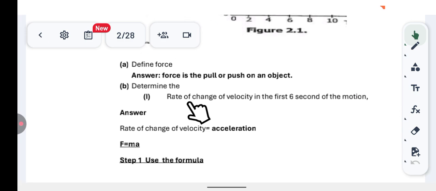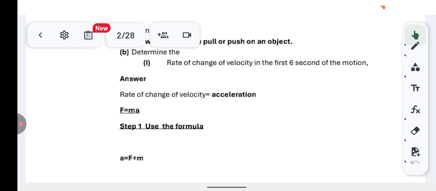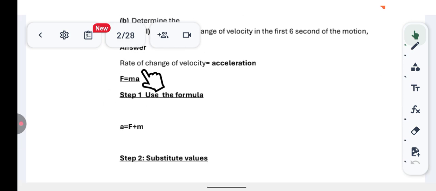When we say the rate of change of velocity, we know that we are talking about acceleration. So we're going to use this formula here. Step 1, make a the subject of the formula. How? By dividing m on both sides. Once you do that, you're going to have this.